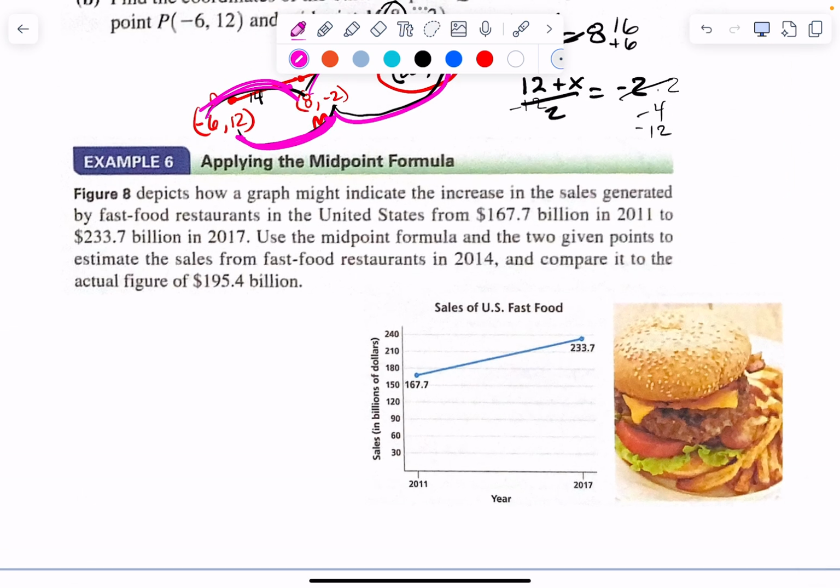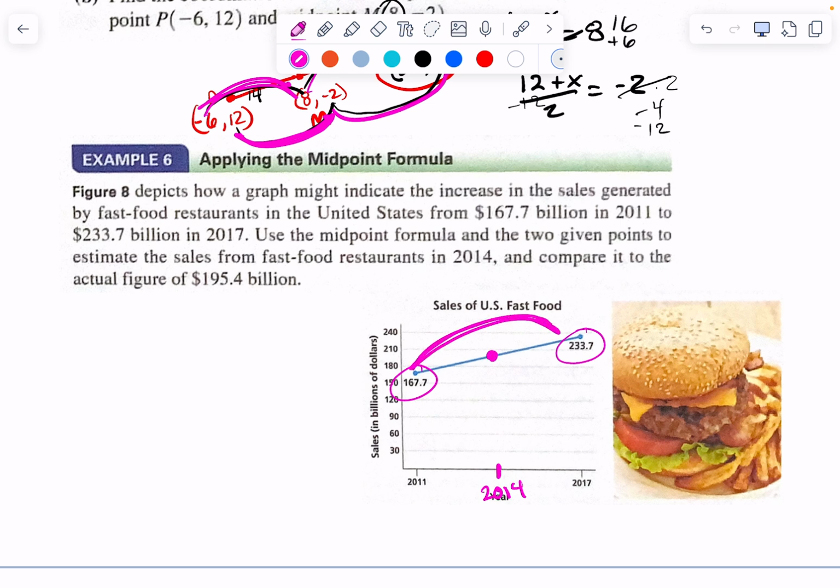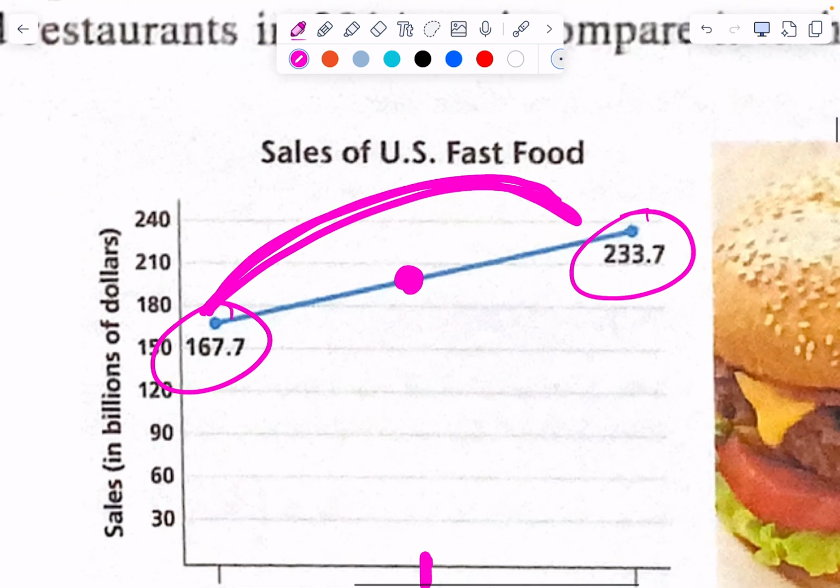Applying the midpoint formula, depict how the graph might indicate the increase in sales generated by fast food restaurants in the United States from this many billion to this many billion from 2011 to 2017. Use the midpoint formula and the two given points to estimate the sales in 2014. 2014 is exactly in between 2011 and 2017, right? So we just have to find the average of those to find the middle.